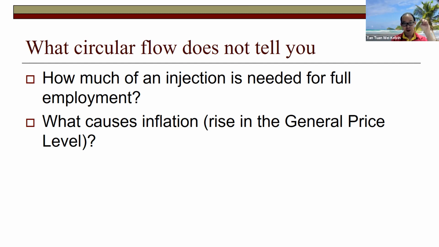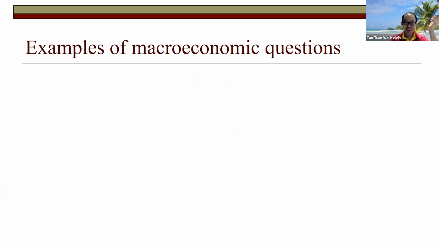Have you realized that if your tutor has gone through it, there is no general price level in the circular flow of income? So we want to also know what could cause inflation in a country. What could cause the general price level to increase? So we need a diagram with the general price level, and it turns out that there is such a diagram called the aggregate demand, aggregate supply. So here are some examples of macro questions that we will typically ask you in the essays as well as case studies.